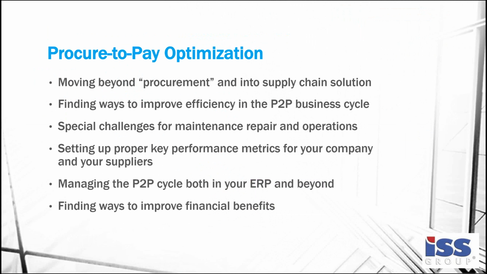Setting up proper key performance metrics for your company and your suppliers is an important thing we'll cover. And managing the procure-to-pay cycle in your ERP system. This is something that many people either forget about or think that, well, our ERP system covers it, and that's not the case. The ERP area leaves out a lot of procure-to-pay processes that I showed in the first example. So we'll talk about that a little bit, and we'll talk about finding ways to improve your financial benefits. Once you improve the process, how do you turn those into financial benefits to the bottom line? Okay, next.